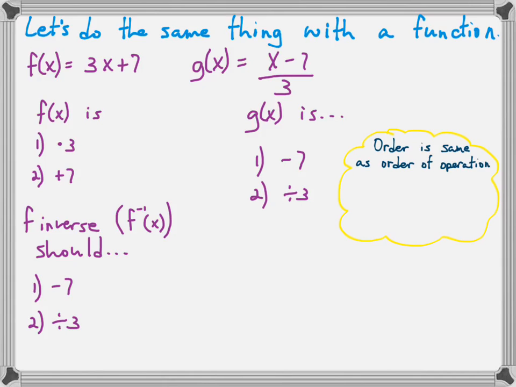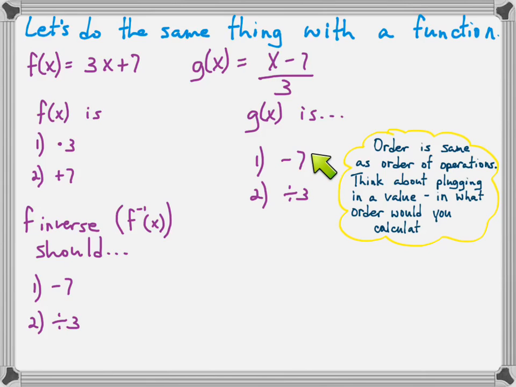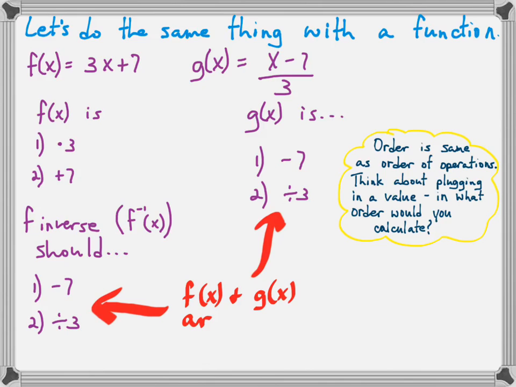By the way, the order of the steps here in the list is the same as the order of operations, and the way you can tell that you're doing it in the right order is if you think about plugging a number in for x, what order would you have to do the calculations in? That's the order you want here. Alright, now since these are the same, we can tell that f and g are inverses.